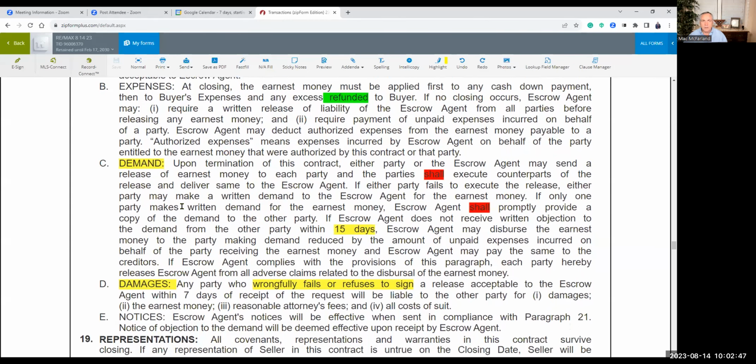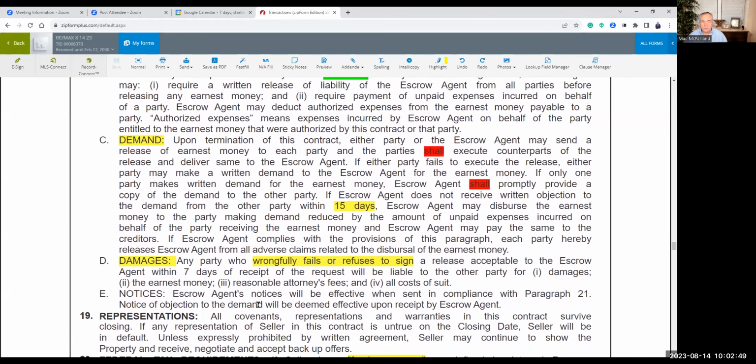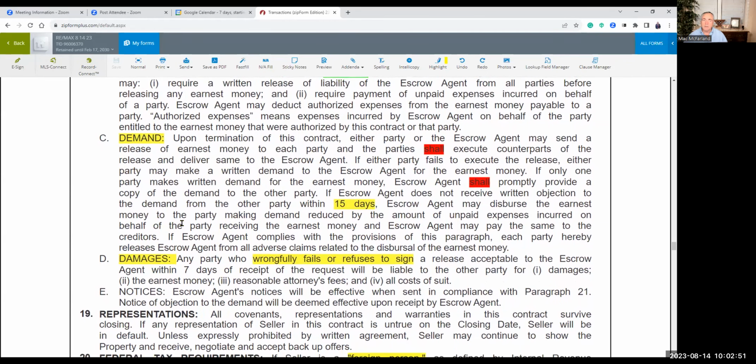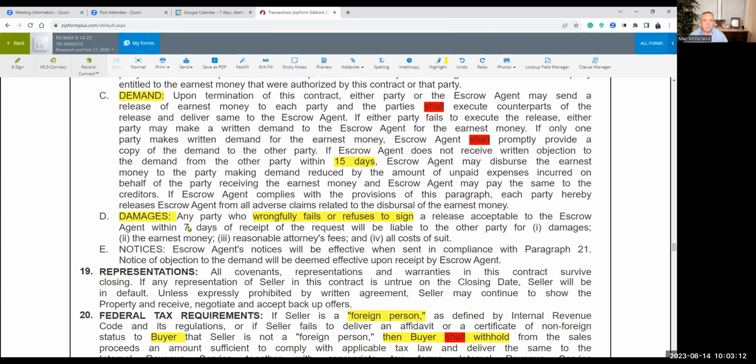And then the other one we run across, and I have highlighted on there as well, is the demand. Some title companies do not allow this, do not follow this, but in the contract it says exactly how that's supposed to work. If one party refuses to sign a release of earnest money, here's what they're supposed to do. That's in demand. That one's a really good one to know, because there are title companies that do use it, but there's also some that don't.